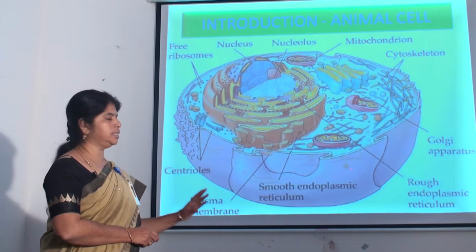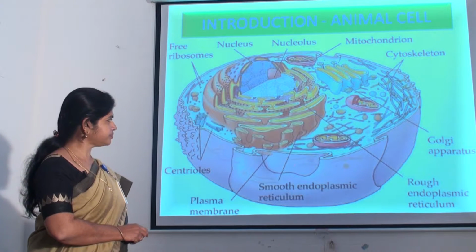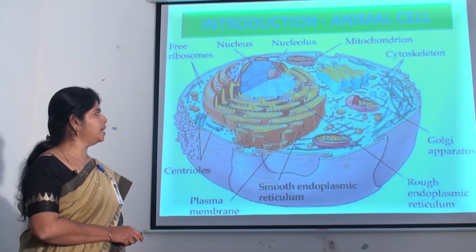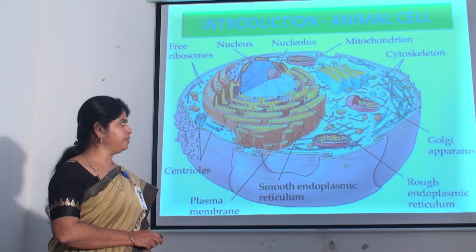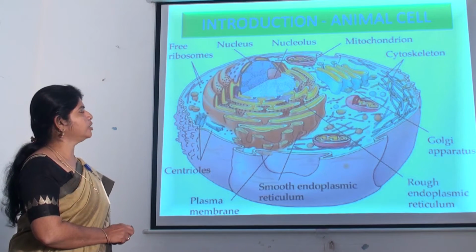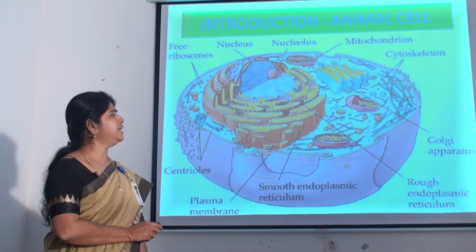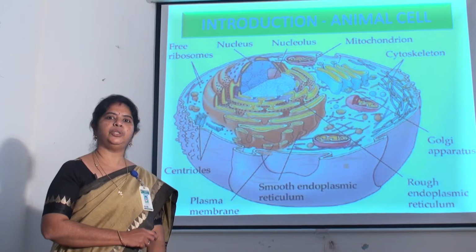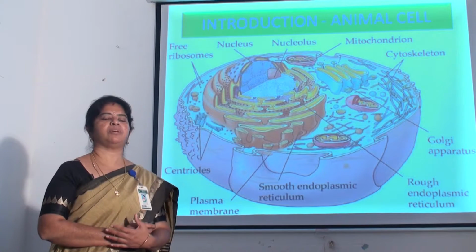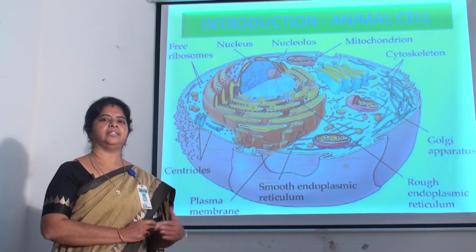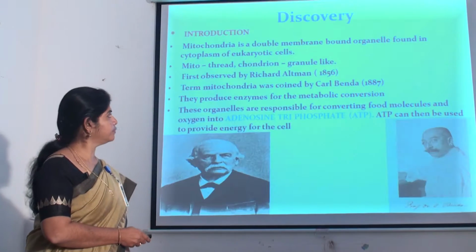There are two types of endoplasmic reticulum: smooth endoplasmic reticulum if the ribosomes are absent, and rough endoplasmic reticulum if the ribosomes are present. Among all these cell organelles, our topic is the mitochondrion. It is a very unique cell organelle. It has its own special features and some important functions. Let us see them one by one.